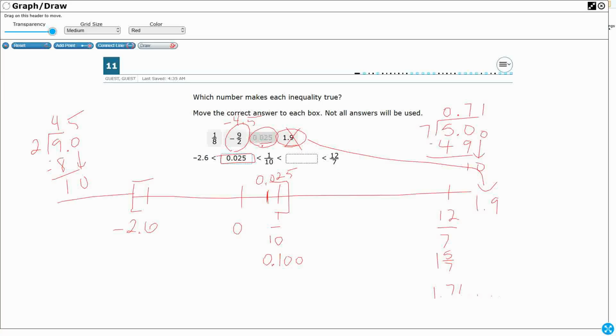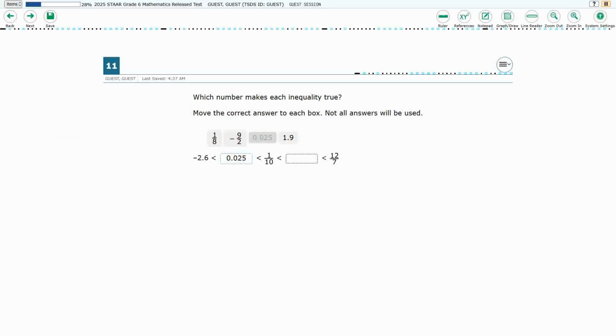Which means it's going to be way over here, negative 9/2. So that doesn't fit. So that 1/8 should be right here, and it does fit right here because 1/8 is 0.125, so it's just a hair past that 1/10, and that fits right there. So that is my answer. There we go, 2 points, one for each correct answer.